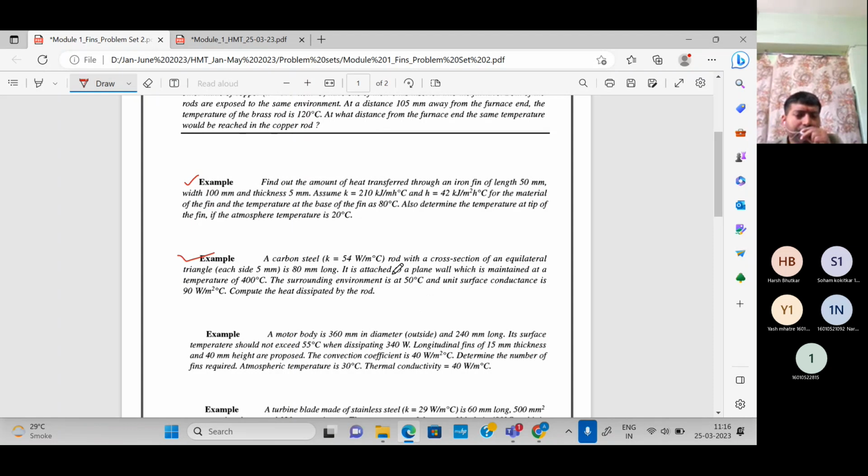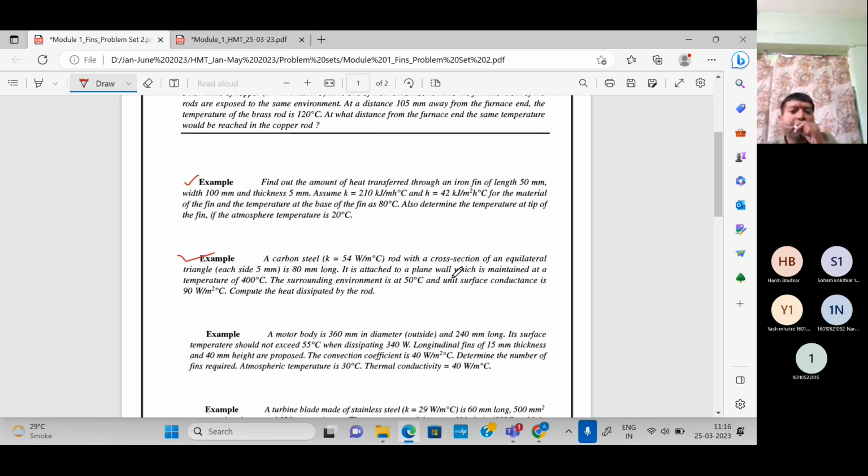Carbon steel thermal conductivity is given, with a cross section of an equilateral triangle. This fin has a triangular cross section, and each side is 5 mm. That means this is an equilateral triangle, and the length of this rod is given as 80 mm.